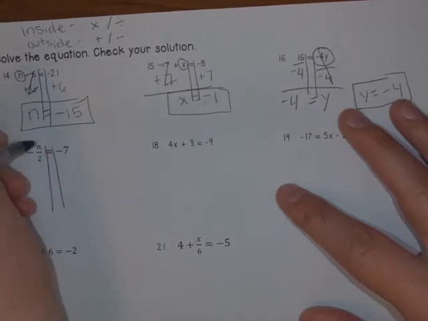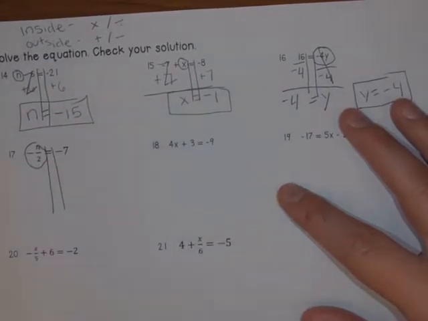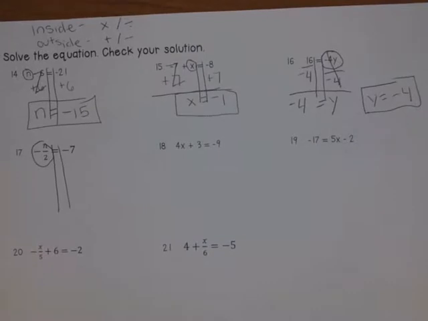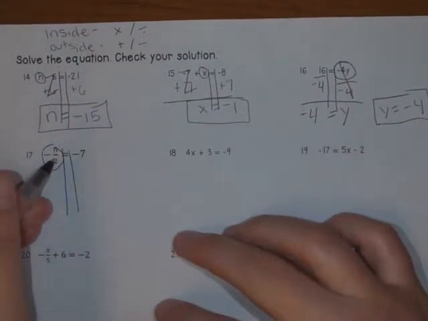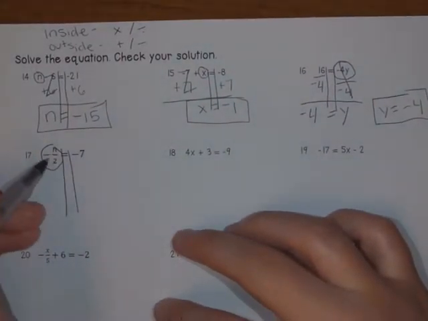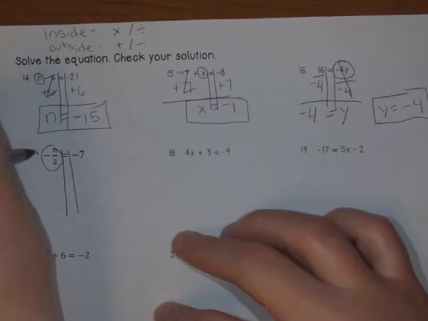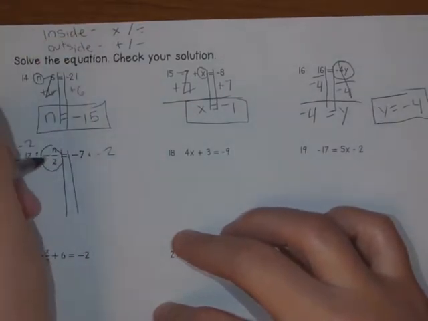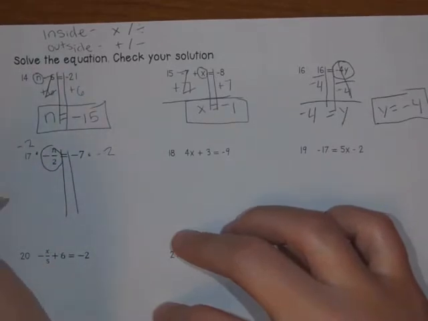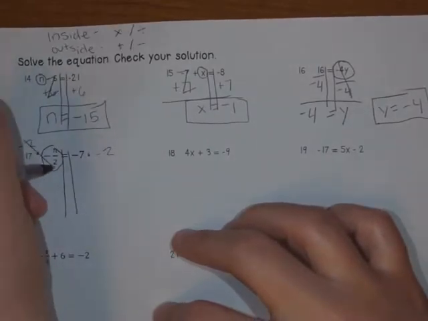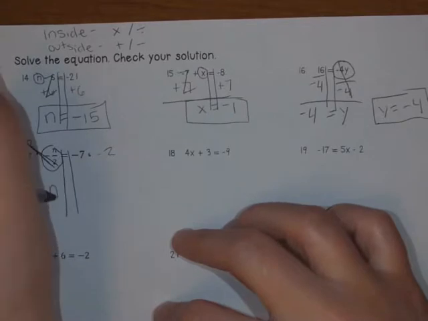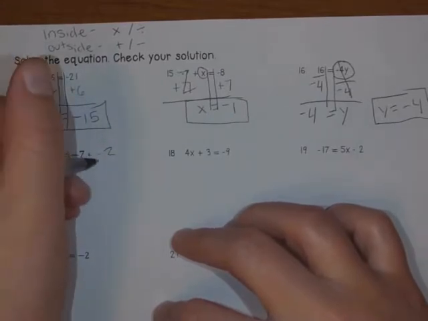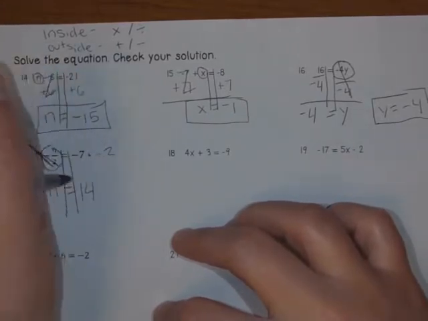Railroad track, circle the whole variable. Now remember, if it's inside, you're multiplying or dividing. In this case, this is a division problem. You're dividing by -2. So the opposite is to multiply by -2. Do not forget that negative goes with the number. It just makes it easier. Those cancel and leave you with n equals -7 times -2 is +14.